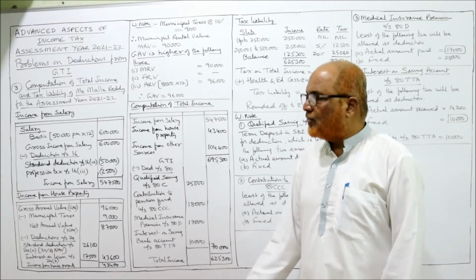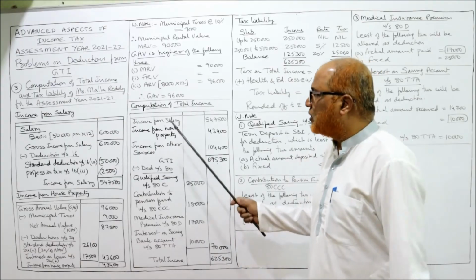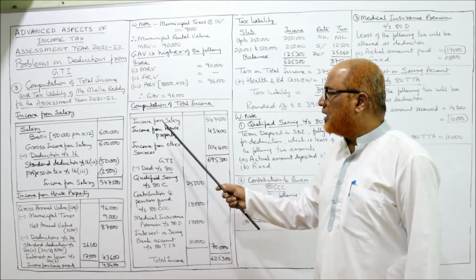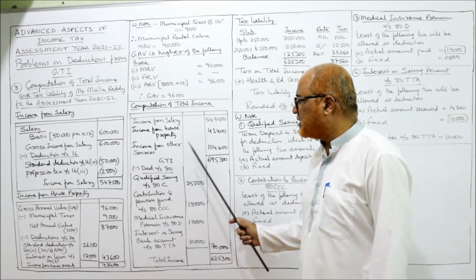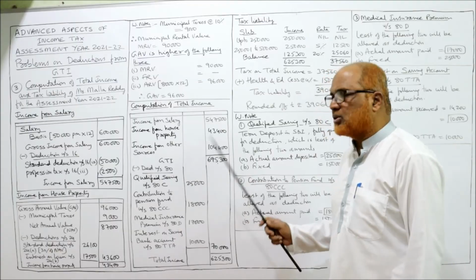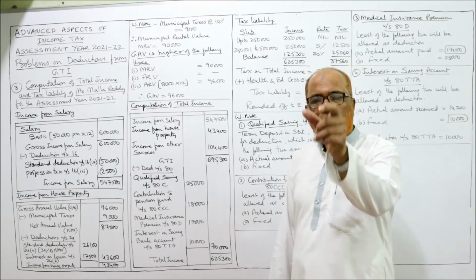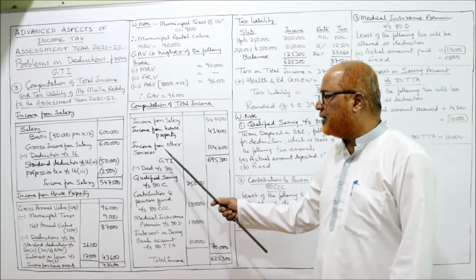That's it. So we have computed income from salary and income from house property. Now we compute the total income. Income from salary we got 5,47,500. Income from house property we got 43,400. Income from other sources given in the problem is 1,04,400. Take the total of all these heads of income, and we'll get gross total income, GTI.